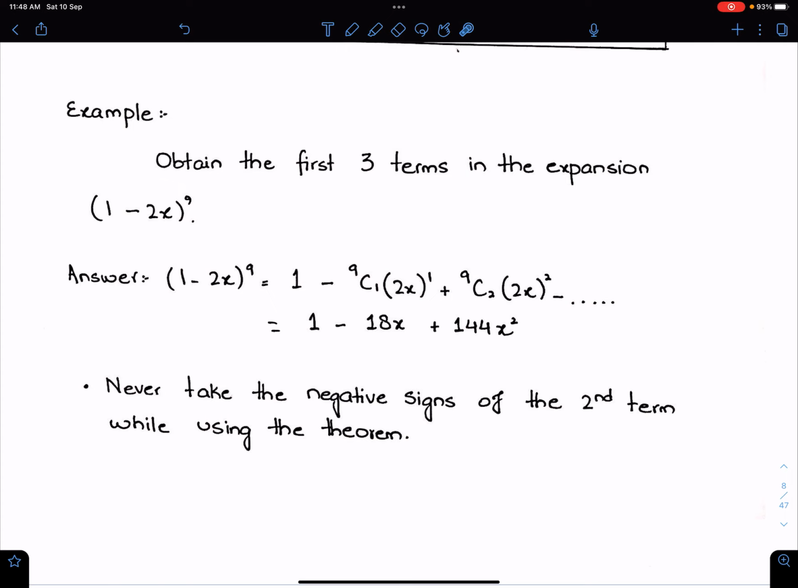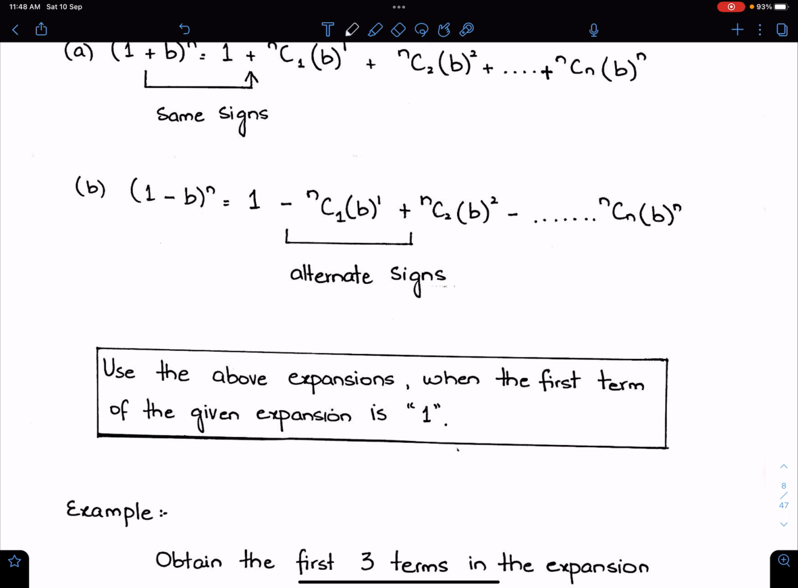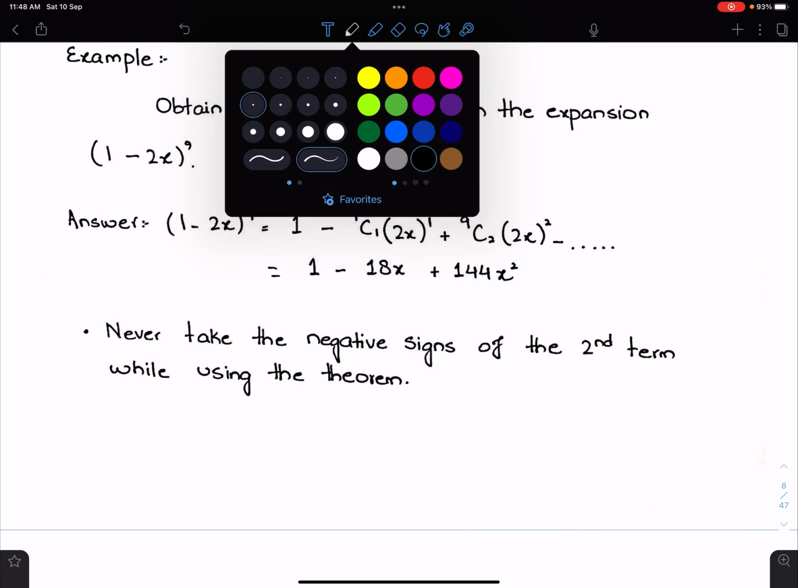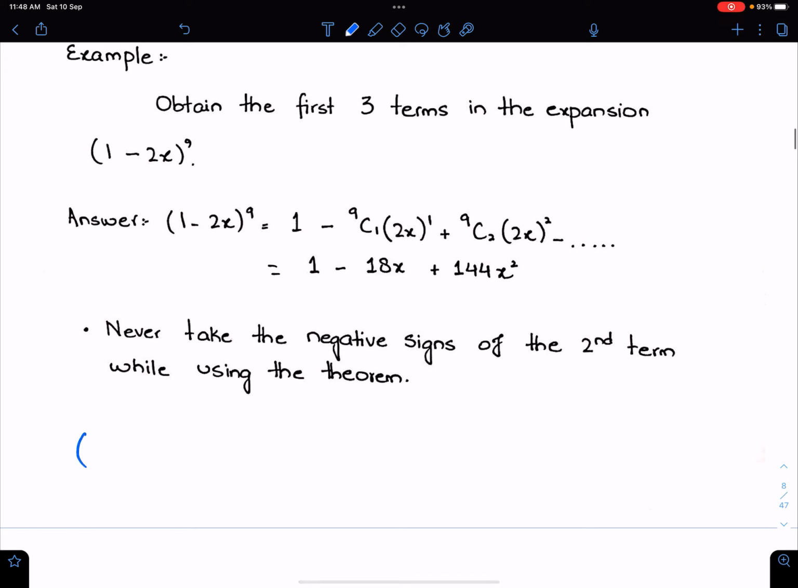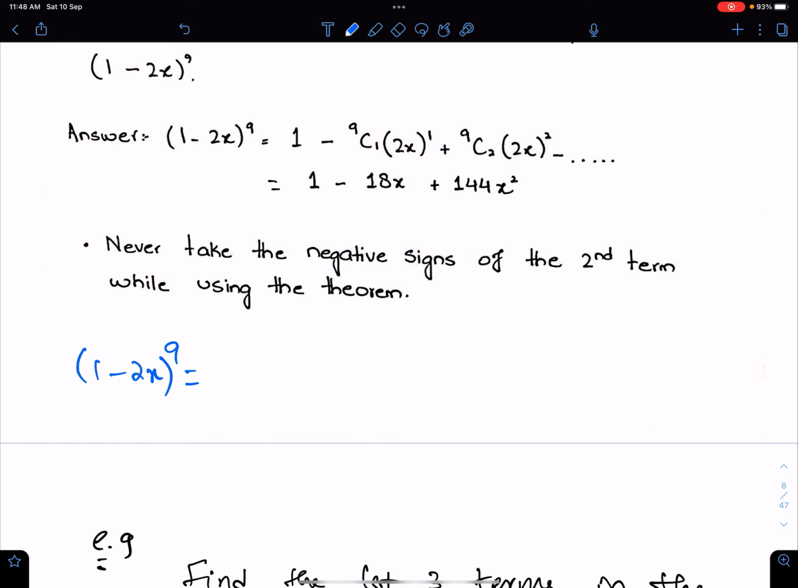So according to this binomial theorem, we can easily expand this. I'm expanding this here. (1 - 2x) whole power 9. So 1, then put negative sign, n is 9, 9C1, second term is 2x power 1. Then put plus sign, nC2, 2x to the power 2. That's it. Just need to simplify this.